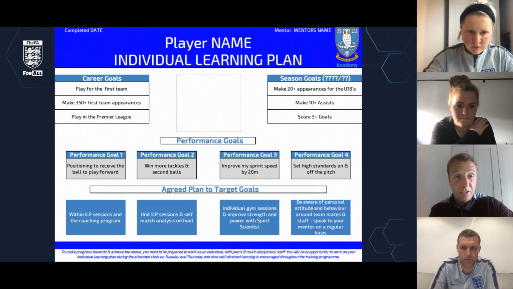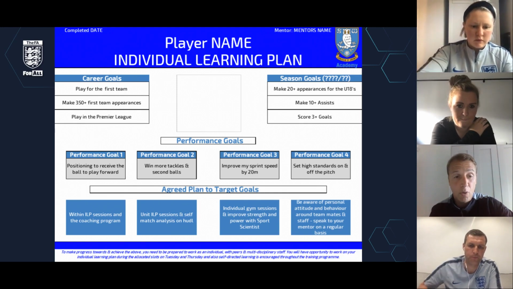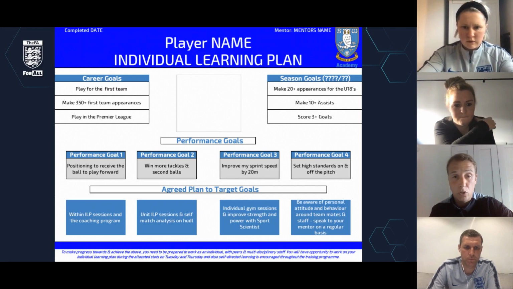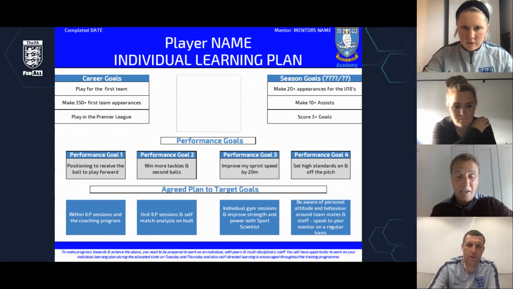More often than not, the players show good self-awareness and are aware of what they're good at and what they're not so good at. But sometimes as a multidisciplinary group of staff, you have to nudge the players in the right direction as well. We like to sit down with them, talk about their career goals, what their goals are for that particular season, and then get a bit more specific about their game. As you can see there, they will come up with their own performance goals. And then underneath that, the how bit is how are you going to achieve those performance goals.